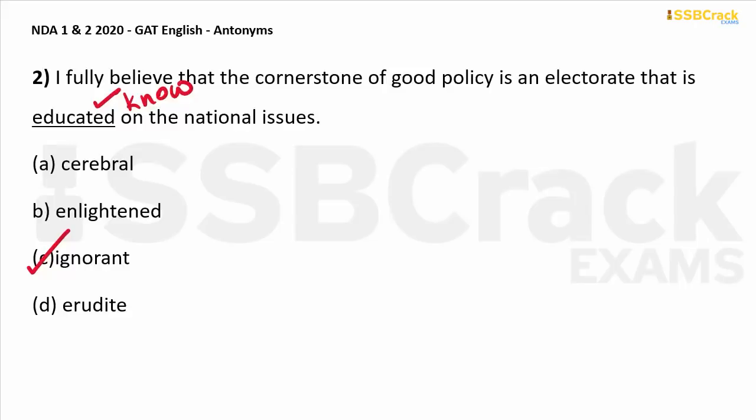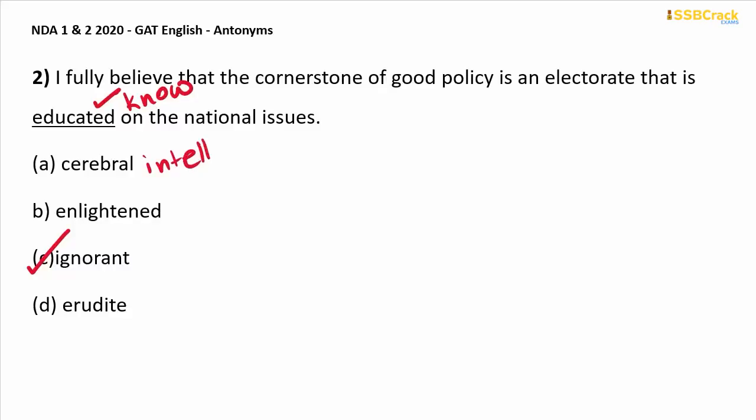So let's try to check out the other words before we take this option C as our answer. The first option is cerebral. Cerebral means intellectual. Nothing to do with educated or not being educated on any topic. So you can cross this option. Enlightened means to be informed about something. So this is more or less a synonym of educated. So you can cross this out.